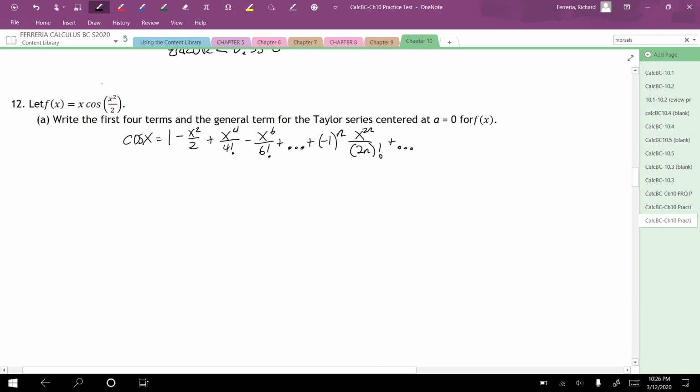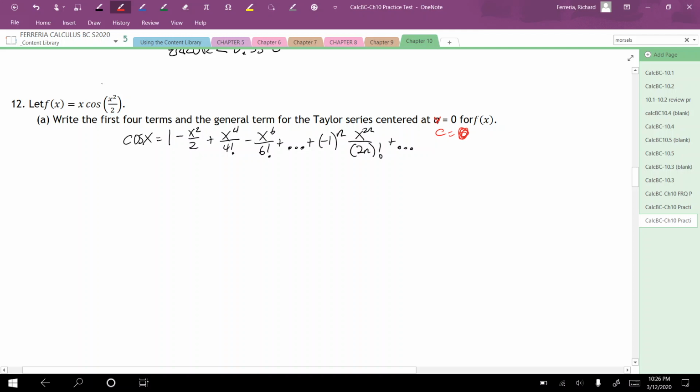We're taking a look at question 12 from your calculus practice exam for chapter 10. It says to write out the first four terms and the general term for the Taylor series centered at a equals 0. Usually we like to say that c equals 0, but it doesn't particularly matter. Everything is functionally the same way.